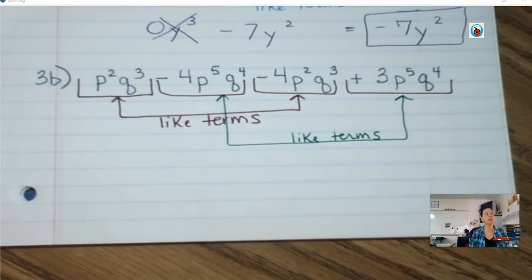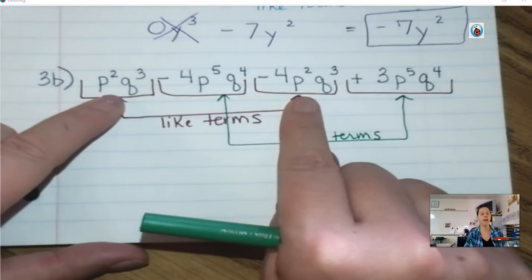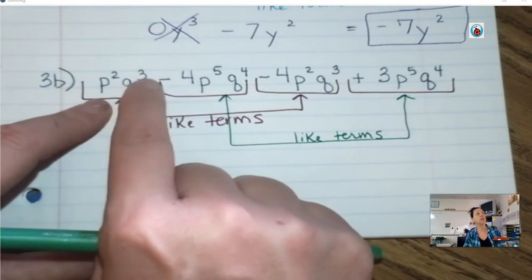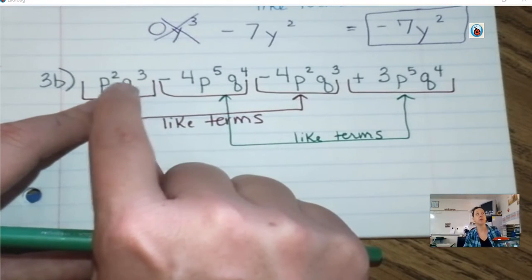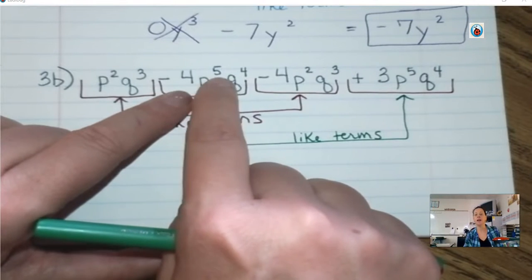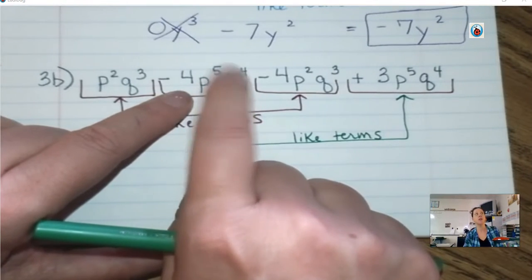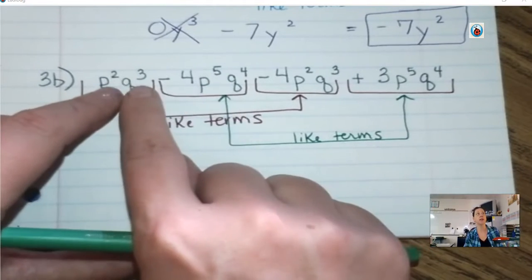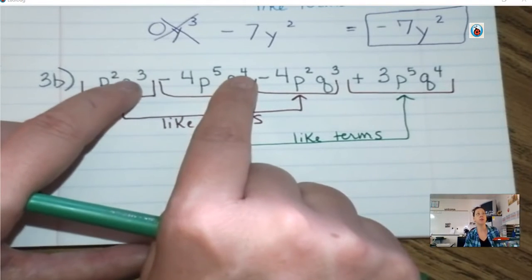When I write my answer, I want to write it in standard form always. So I need to find the biggest degree. This first one that has p2, q3, that's a degree of 5, because you add up the exponents. The next term has a degree of 9. 5 plus 4 is 9. So I'm going to do the p to the 5th, q to the 4th first, because that has a higher degree, because 9 is bigger than 5.